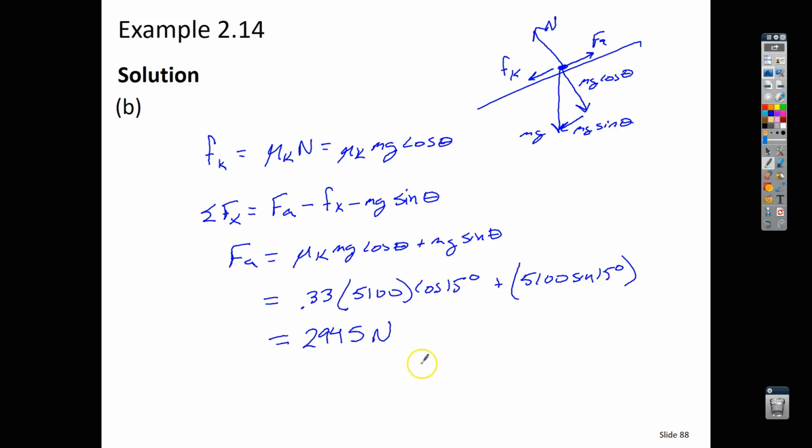So notice that this is significantly smaller than what we had before. I think before we had about 3,389 newtons in order to get it moving, but once we got it moving, we only have to apply a force of 2945 to continue it moving up that hill. So that makes it a lot easier to go through and do. And that is the end of this section.